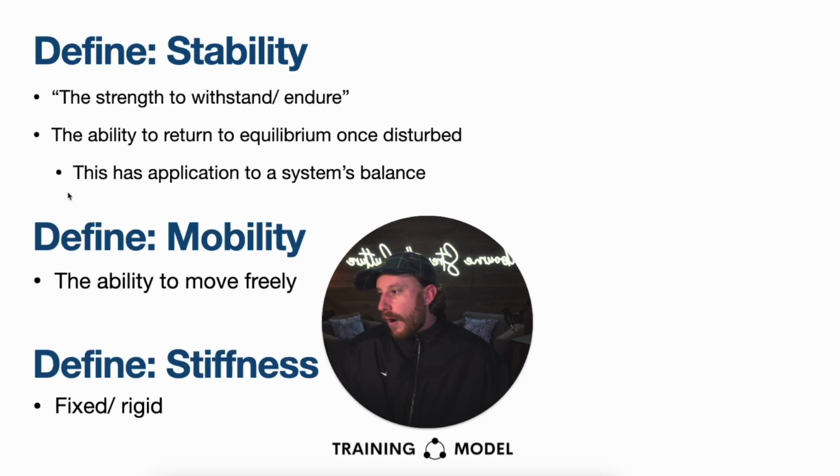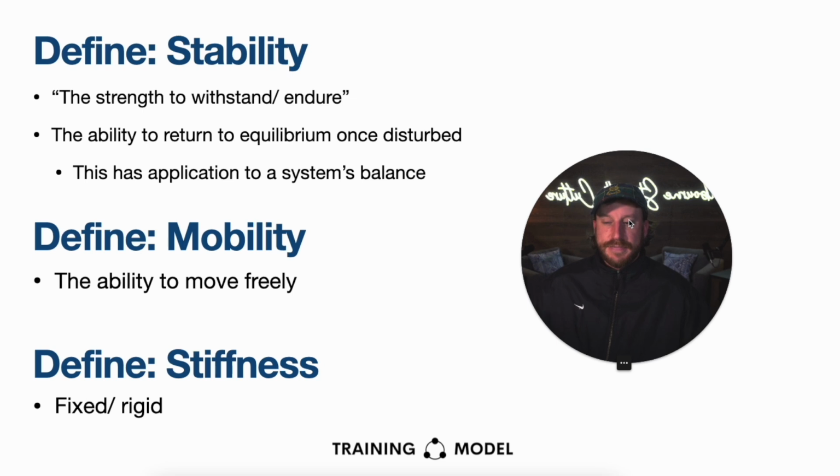However, when we unpack the definition and the application of these terms, they don't make sense. They're not linked. They're not the same thing. So by definition, what is stability? It's the strength to withstand or endure: the ability for things to disturb us and then we return back to the state that we were once in. So the ability to return to equilibrium once disturbed. There's an external force that causes a change.